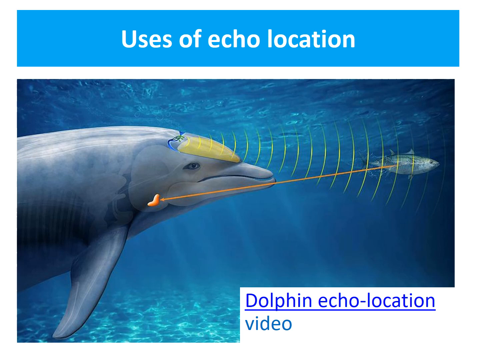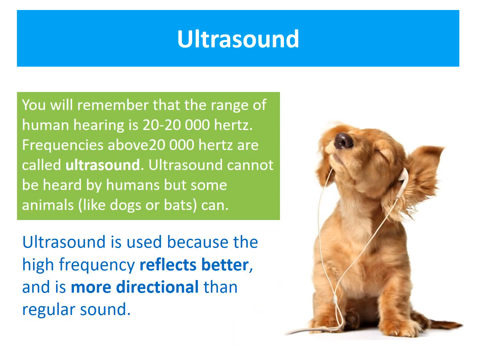So that is how a dolphin uses echolocation. The sound bounces off the fish back to the dolphin and is able to work out where it is, how big it is, and things like that. So ultrasounds, you might have heard of ultrasounds.